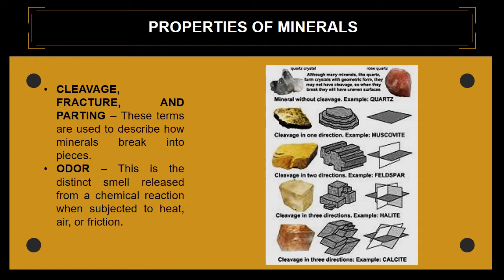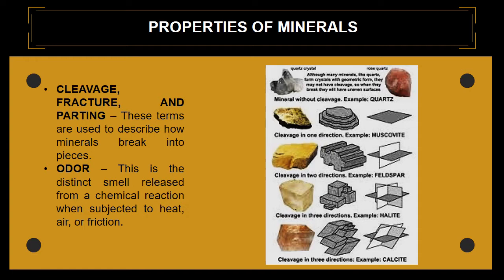So, we have here the quartz crystal and the rose quartz. Sila yung without cleavage na minerals. So, next we have our cleavage in one direction. Example, muscovite. And our next, which is the cleavage in two directions. Example, feldspar. So, cleavage in three directions. Example, halite.